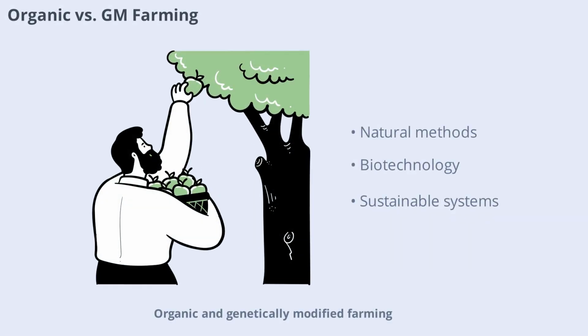Organic and genetically modified farming represent different approaches to agriculture. Organic farming avoids synthetic chemicals and GMOs, focusing on natural methods. GM farming uses biotechnology to enhance crop traits. Both systems have advantages and challenges, and some experts believe they can complement each other to create more sustainable food systems.